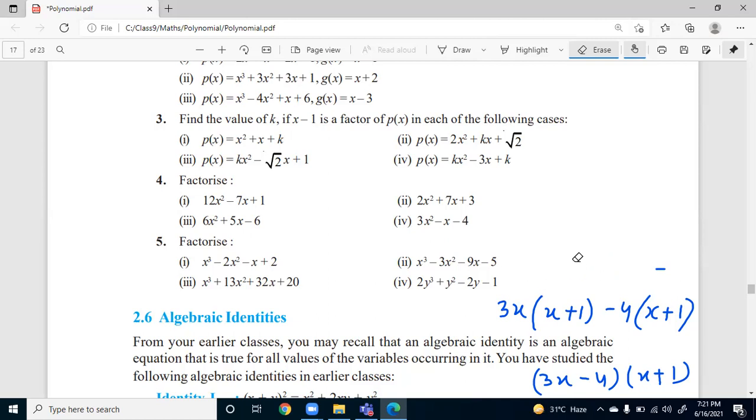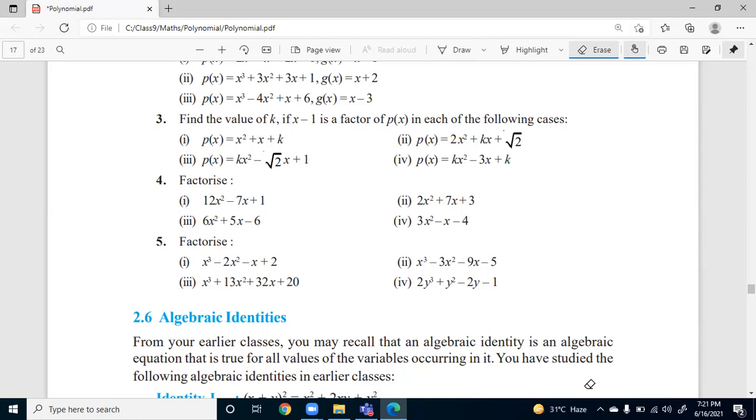Okay. So let's proceed to question number 5. It will be a little bit difficult. So please write the question, then I will do it on the whiteboard. It will require a larger space. So please write question number 5.